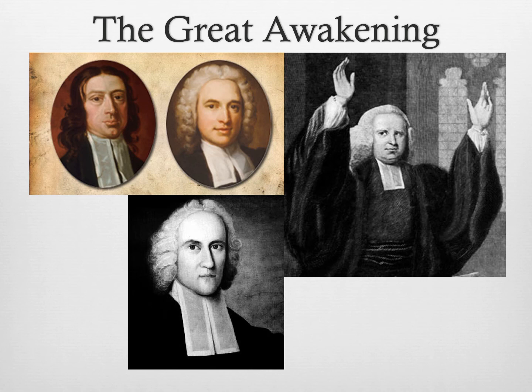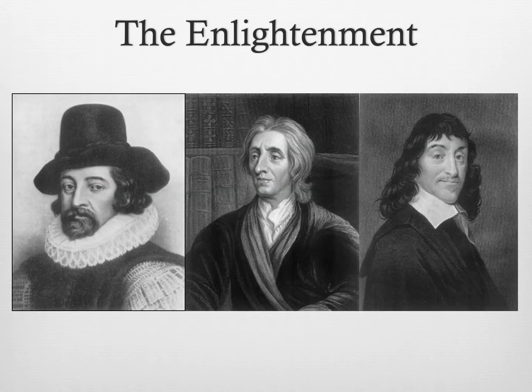Now, the result of the Great Awakening is going to be the Enlightenment, which we are now going to end this lecture with discussing. So now we're going to look at the Enlightenment. The Enlightenment is the product of scientific and intellectual discoveries in Europe in the 17th century that revealed the natural laws that regulated the workings of nature.